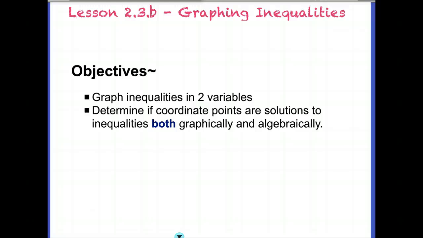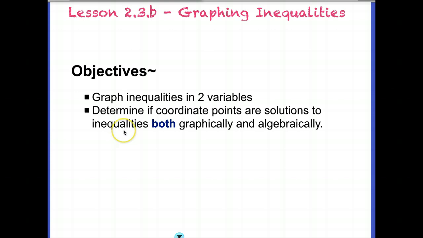In today's lesson, you will be graphing inequalities. This is lesson 2.3.b. Our first objective is to graph inequalities in two variables. Prior to this, you were graphing inequalities in one variable on a number line. Today, we will be using the coordinate plane to graph inequalities with x and y, two variables.